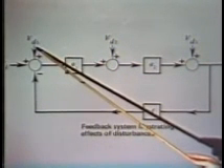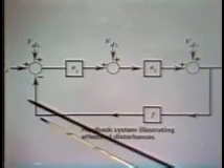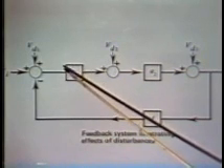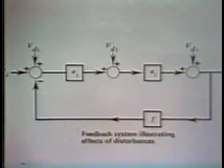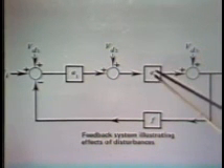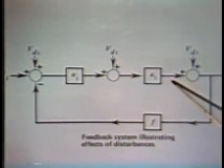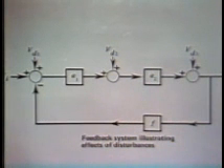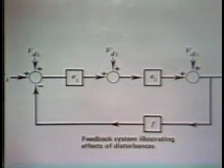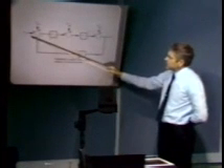Here we have a disturbance that's injected at the same point that the actual input signal is applied. We have a second disturbance that's injected after some gain in the forward path, after the gain A1. And we finally have a third disturbance that's injected after another amount of gain has been achieved in the forward path.